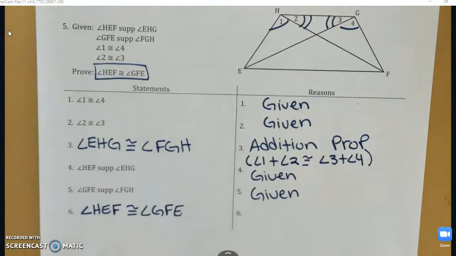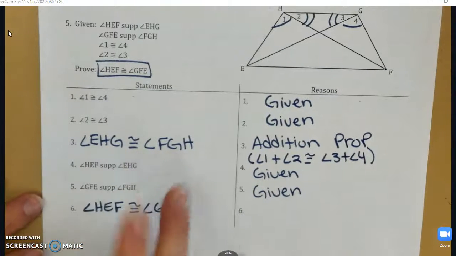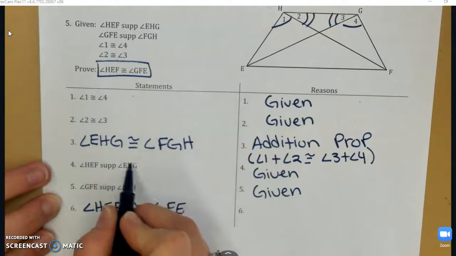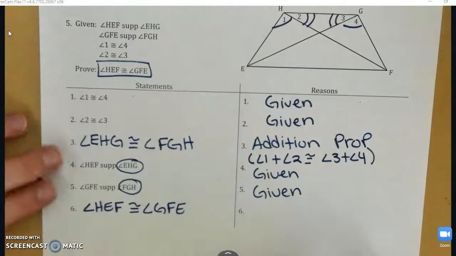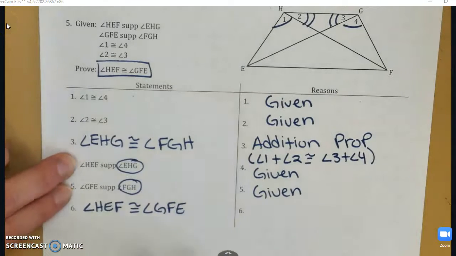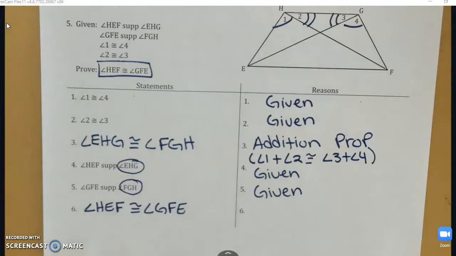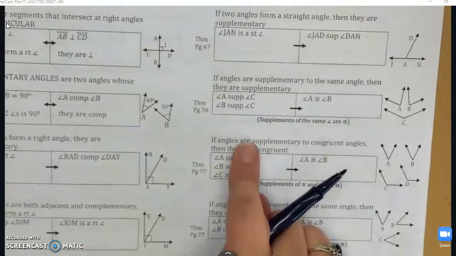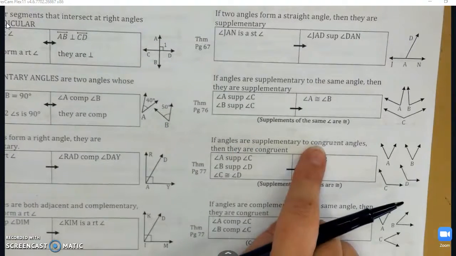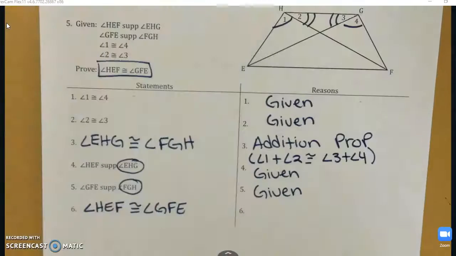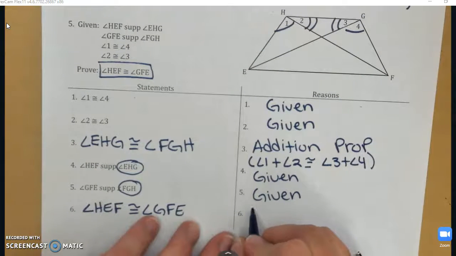So let's look at what we know so far to determine the reason for this. So I just showed that these 2 angles are congruent, and then I used my given information that these 2 congruent angles are supplementary to these angles. Well, these are the angles I wanted to prove were congruent. So what do I know about angles that are supplementary to congruent angles? Well, if I look at my dominoes right here, if angles are supplementary to congruent angles, then they are congruent. So there is my if-then statement already written right there.